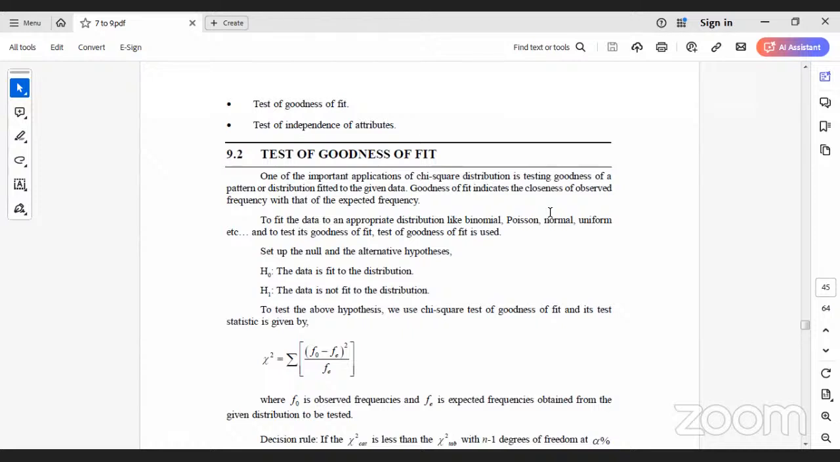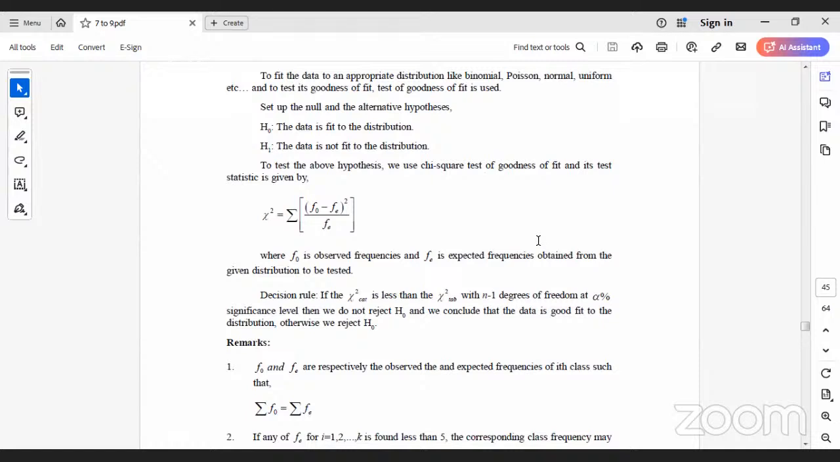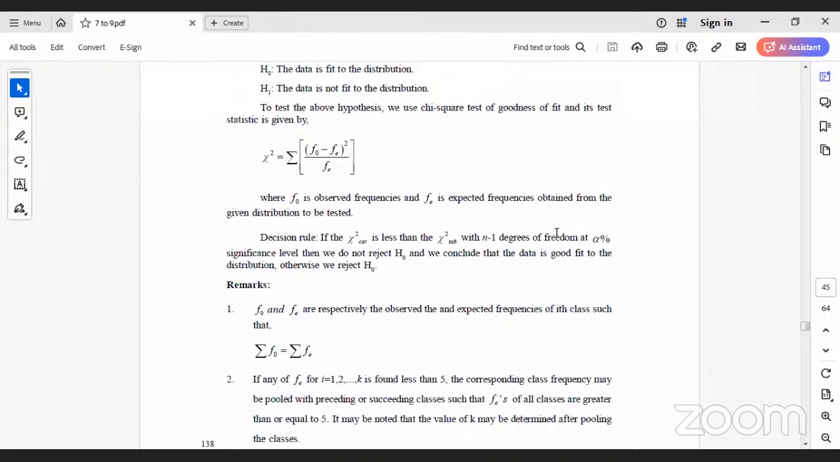Set up the null hypothesis and the alternative hypothesis. H0: the data fit the distribution. H1: the data do not fit the distribution. To test the above hypothesis, we use the chi-square test of goodness of fit, and its test statistic is given by χ² = summation of (fo − fe)² / fe, where fo is the observed frequency and fe is the expected frequency obtained from the given distribution to be tested.